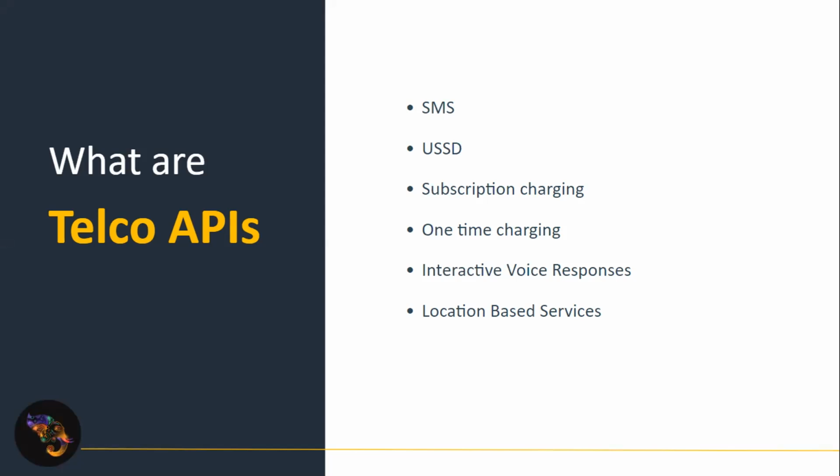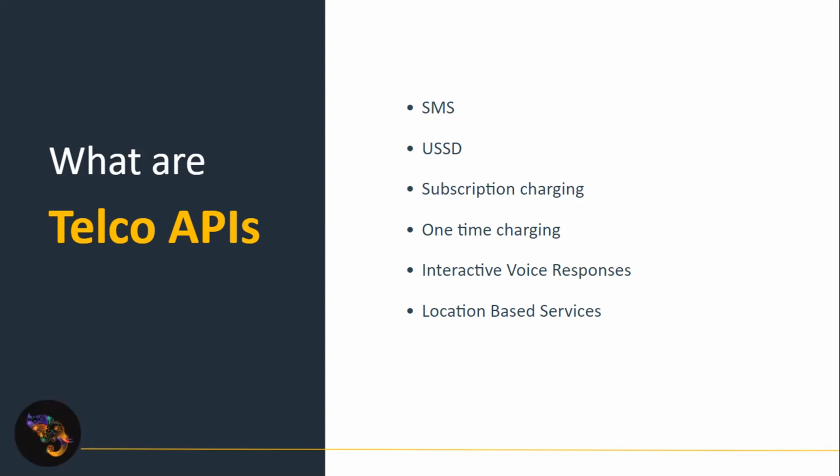But one-time charging is when you, let's say, go and buy something from eBay. When I'm buying a pair of shoes, I will only pay once and buy. So that is one-time charging. Both these things can be done through a telco API, a subscription charging or one-time charging API. I will show you where these APIs are so that you can use them.